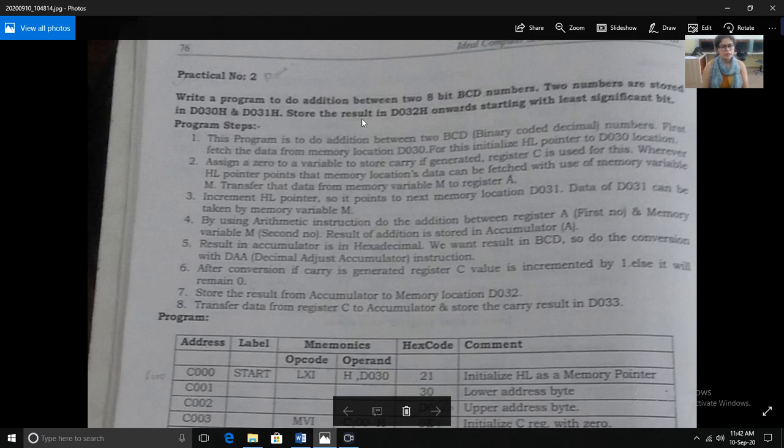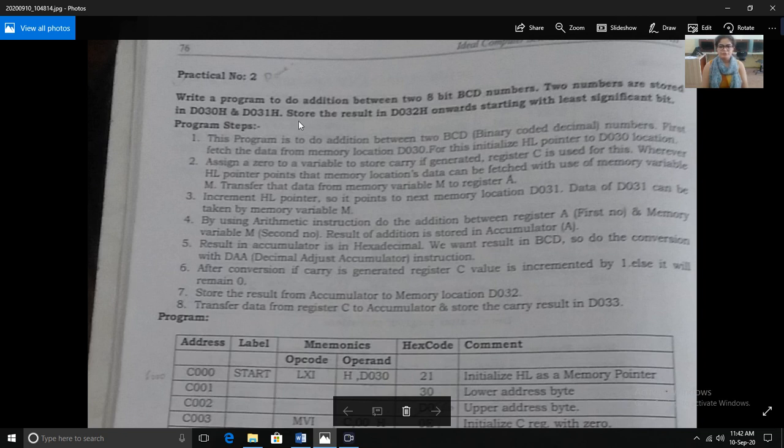You have to write the name as it is. You can just change the addresses. Program number 2 is: write a program to do addition between 2-bit BCD numbers. So now you have to perform the addition of two BCD numbers. You know what a BCD number is?